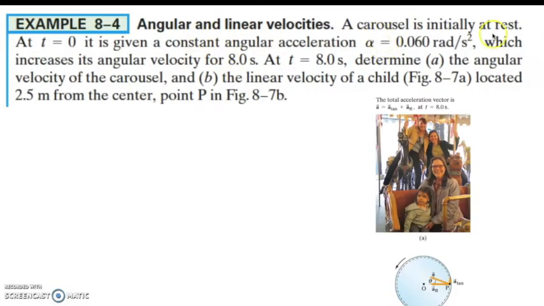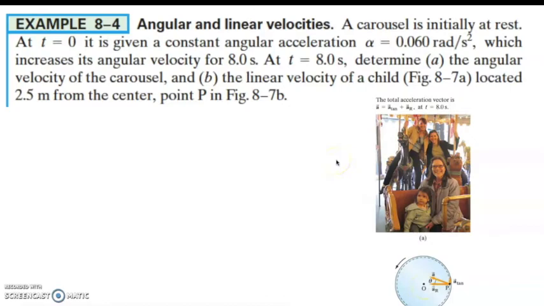A carousel is initially at rest. This is similar to the one we just did, but with numbers. At t equals 0, it is given a constant angular acceleration of 0.060 radians per second squared, which increases its angular velocity for 8 seconds. At t equals 8 seconds, determine the angular velocity of the carousel and the linear velocity of the child. You can see the diagram down here, and we'll draw it again. The child is located 2.5 meters from the center point, so from our axis of rotation, right? And there's all the information.